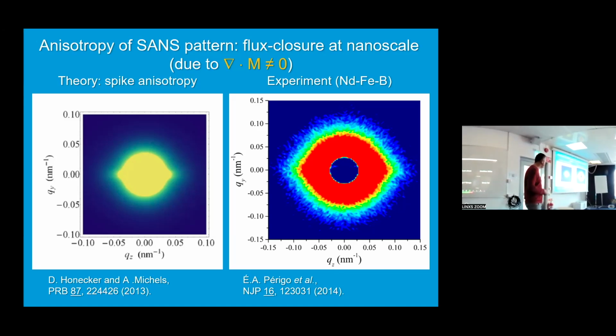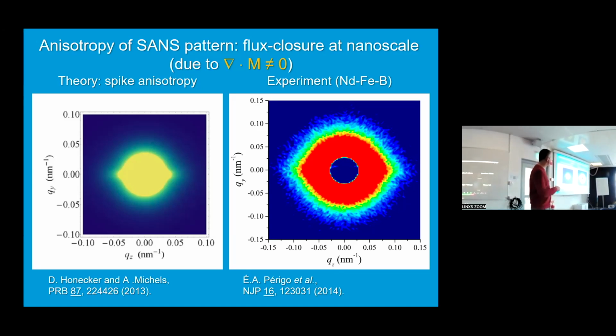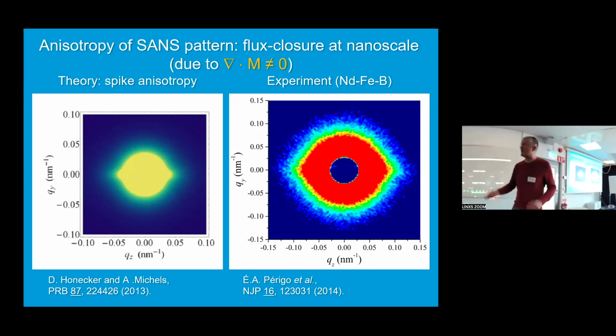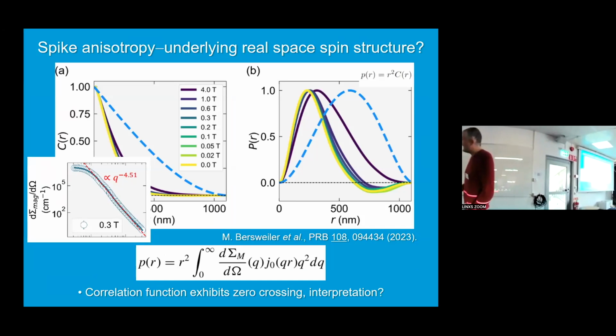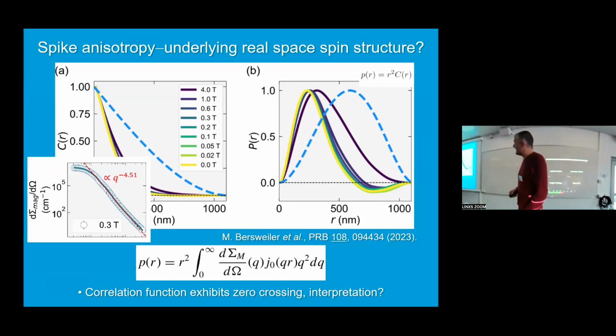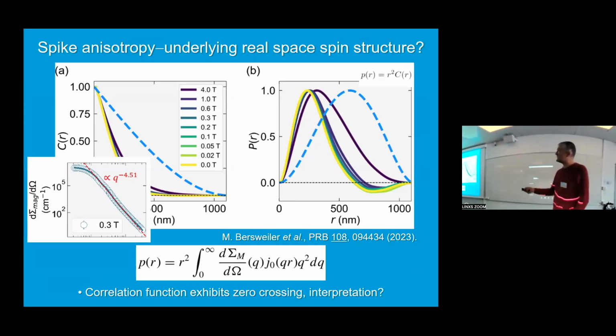As I said, we have understood it. The question is, of course, as I said at the beginning, what is the real space structure? This is all in Fourier space. And then we did this experiment in Japan with an extended field range here.